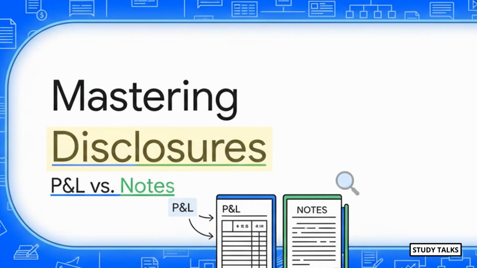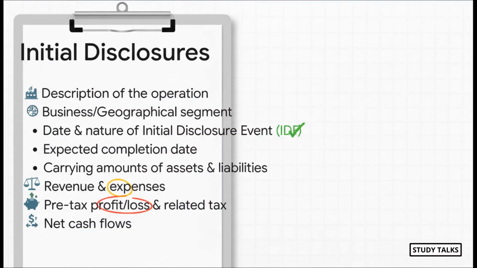Okay, so we know what qualifies as a discontinuing operation, and we know when we have to start reporting it. Now for the really practical part. Where does all this information go? This is so important for those big descriptive questions. It's all about knowing the difference between what goes on the face of the P&L and what goes in the notes to accounts.